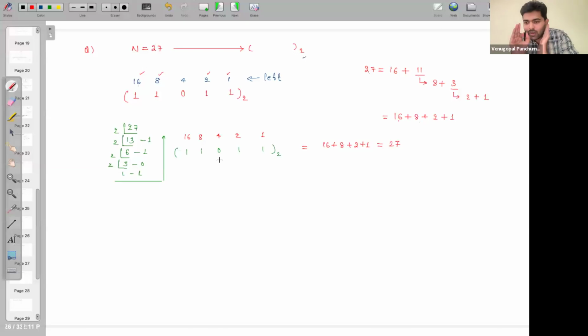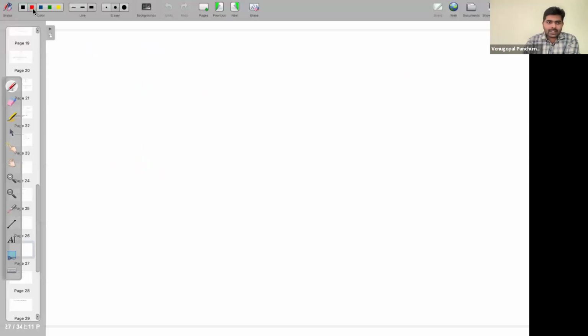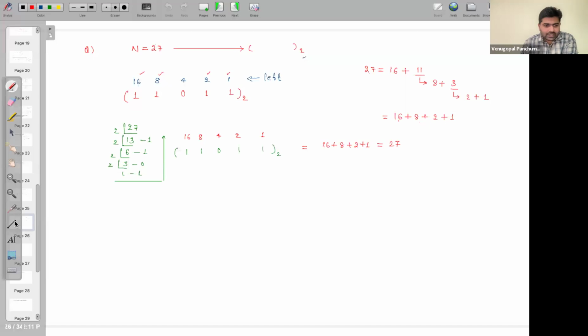Okay, those of you who got confused, please listen again. I will explain one more time. Okay. N is equal to 27. We want to convert this back to decimal, okay, base 2. That is what we want to do. Now see this.